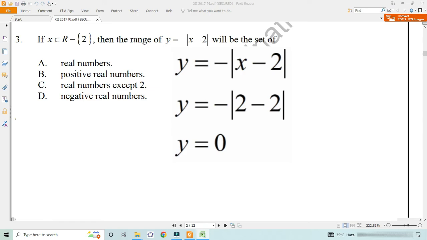तो इस फंक्शन में 2 के अलावा कोई भी वैल्यू पुट की जाए, नेगेटिव या पॉजिटिव, एब्सोल्यूट वैल्यू साइन की वजह से वो नंबर पॉजिटिव ही रहेगा. बट ये जो बाहर नेगेटिव साइन है इसकी वजह से आउटपुट हमेशा नेगेटिव ही रहेगा, which means we always will get negative numbers as output. So the key is D, set of negative real numbers.